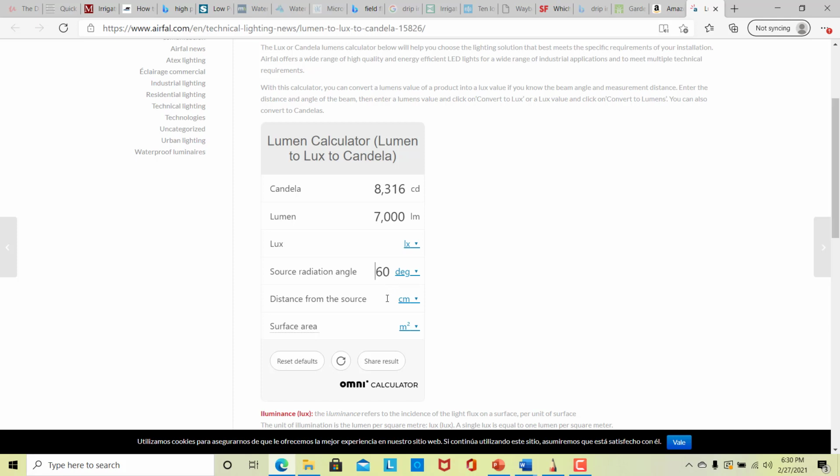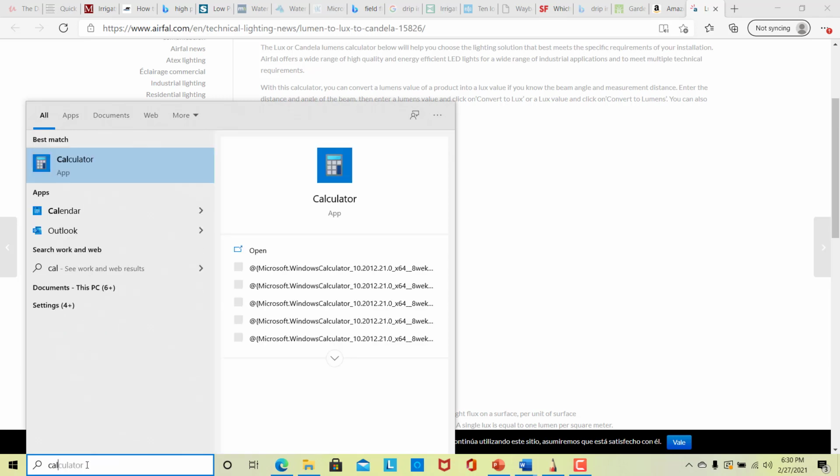So you would type that in, and then you need to know the distance from the source. Again, it's that idea, the closer your light is to your plants, the more energy your plants are going to get. So in this case, I said 12 inches, so you can convert this over here to inches, and you would type in 12. And that is going to give you a lux value that you see right here. So then what you can do is take this, 89509, and I'm going to pull up a calculator here.